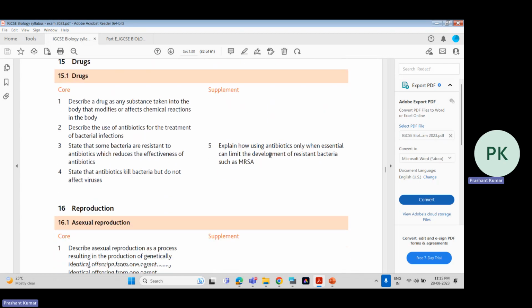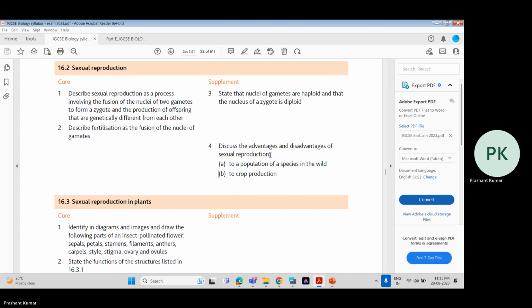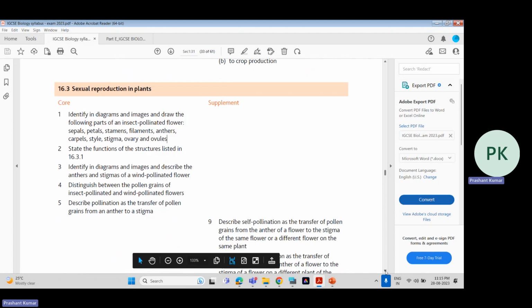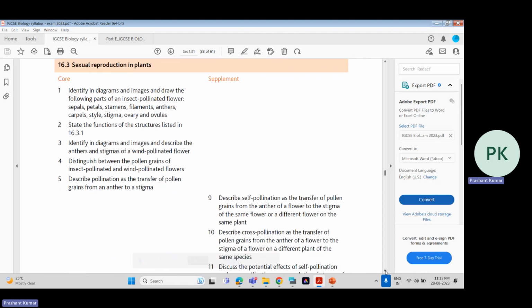After this, we have sexual reproduction in plants. This topic again comes under the same topic, where we will see the structure of the insect pollinated flower related to sepals, petals, stamen, filaments, anther, carpels, style, stigma, ovary, and ovules. Then we'll see the function of these parts.